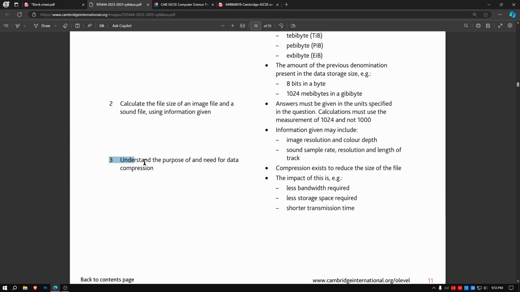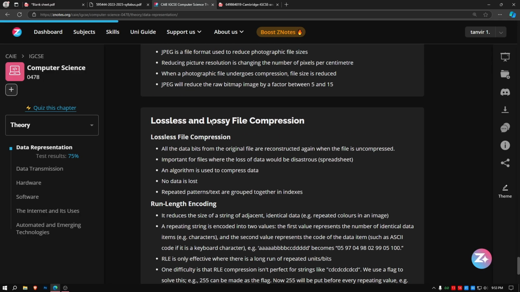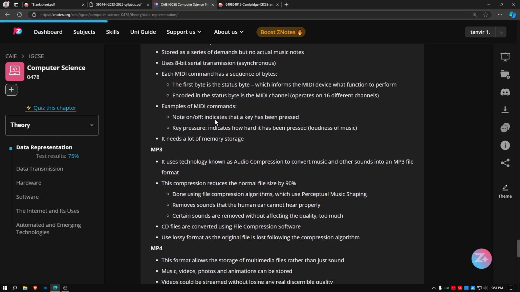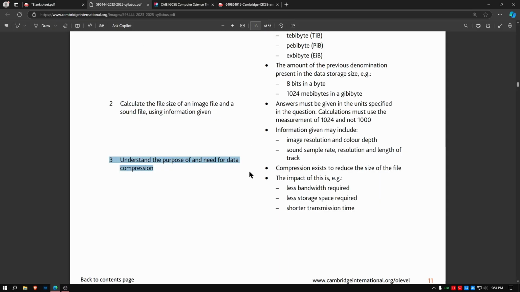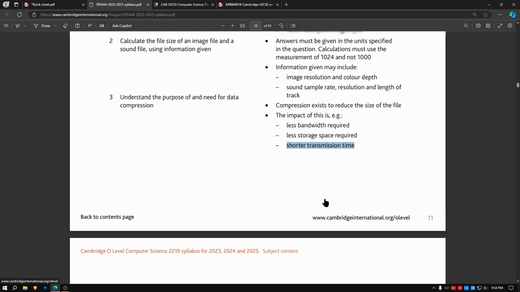One thing I guess it did not mention in the notes: why should we compress things? We compress things to reduce size. If you upload a compressed image, the bandwidth requirement is lower, less storage space is required, and there is a shorter transmission time. So there are a few benefits to compression.